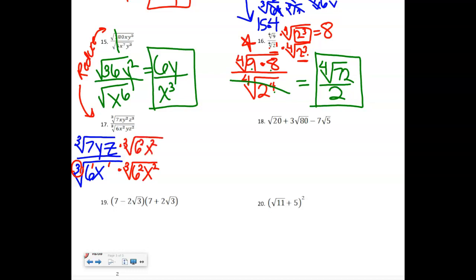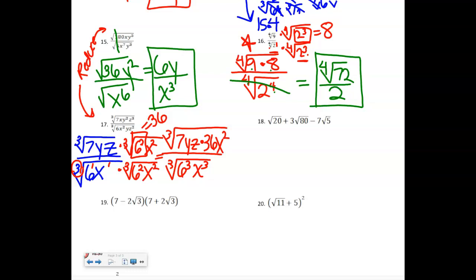Okay. On bottom, those are all like terms. So when I add up all my 6's, I now have 3 6's. I now have 3 x's. Now on top, none of those are like terms, so I just have my 7yz. 6 squared, I'm going to turn that into 36, so I'm saying times 36 x squared.